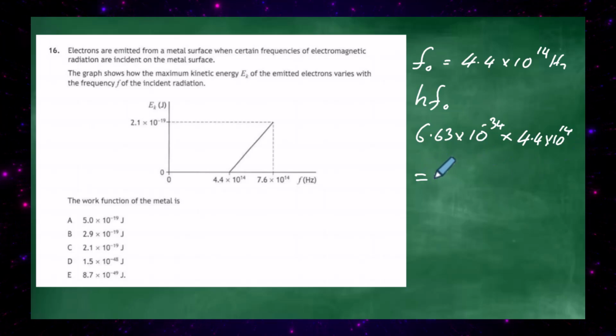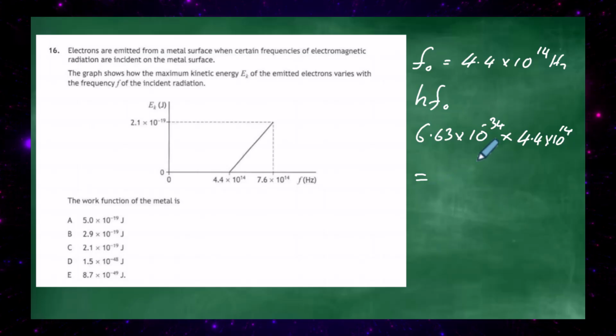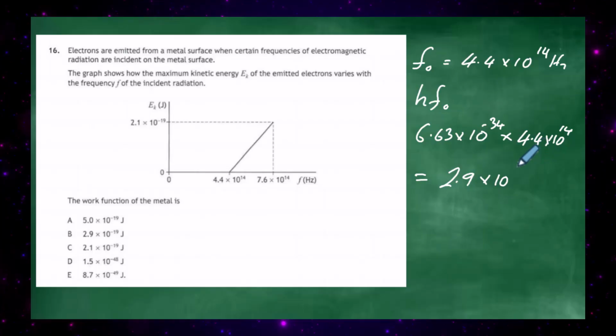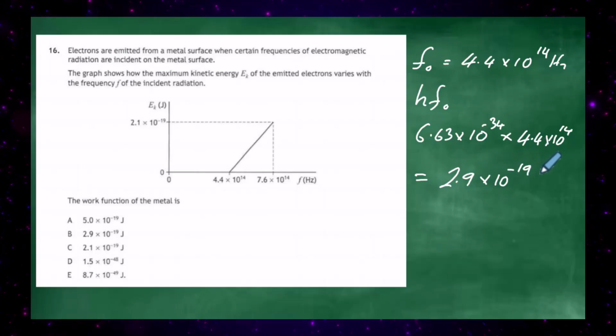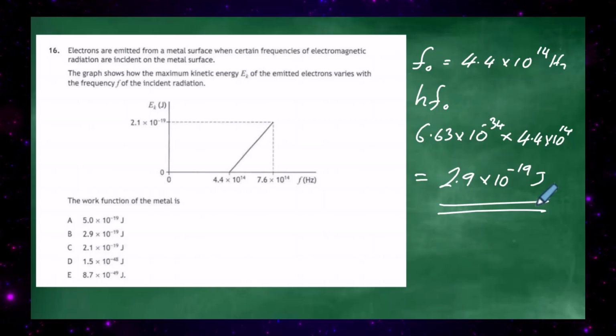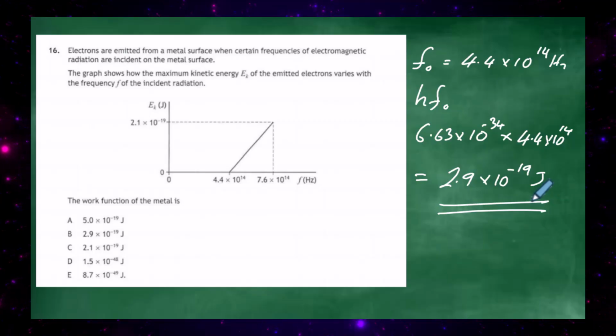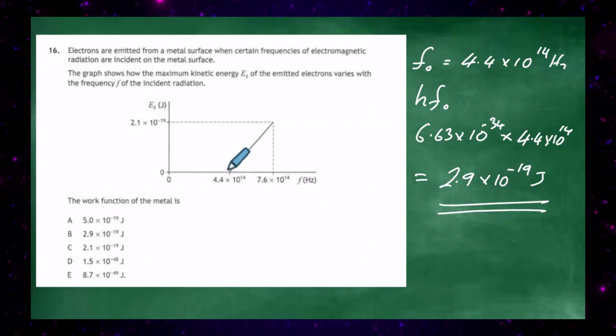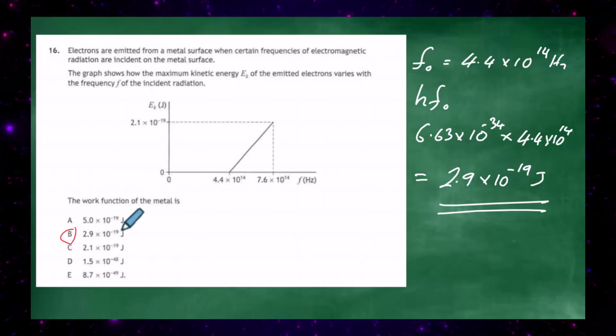And if we do that in a calculator, we end up with a value of 2.9 times 10 to the power minus 19 joules. That's the energy of that photon, which will emit a photoelectron from the metal surface but with no kinetic energy. And we're looking for the following answer: 2.9 times 10 to the minus 19. The answer is B.